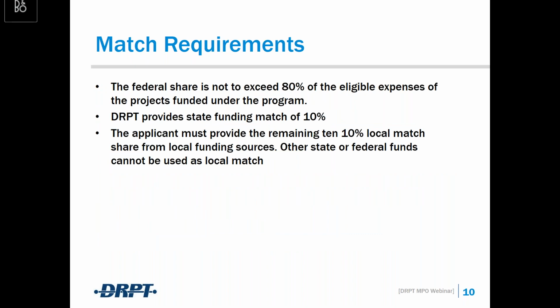In terms of match requirements, you all probably know this as well, but the federal share is not to exceed 80% of the eligible expenses. DRPT does provide a state funding match of 10%, which leaves the remaining 10% as the local match from local funding sources. Other state or federal funds cannot be used as a local match, so the 10% needs to come from the locals.